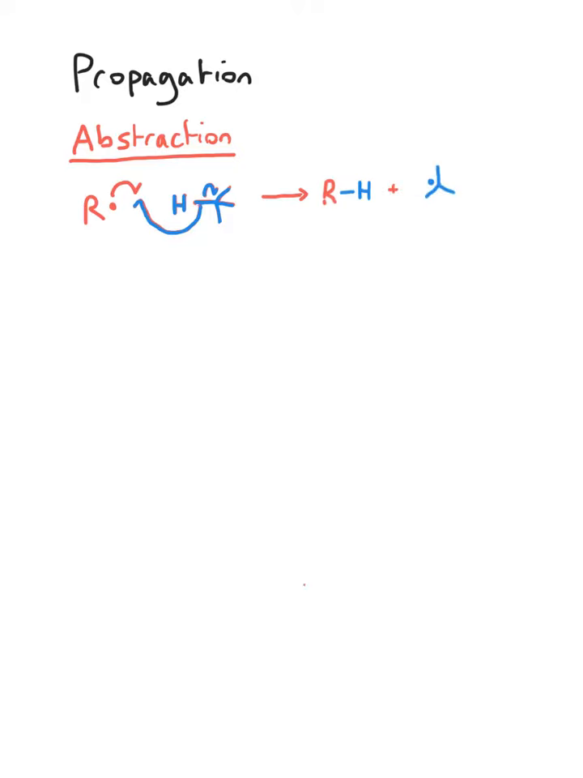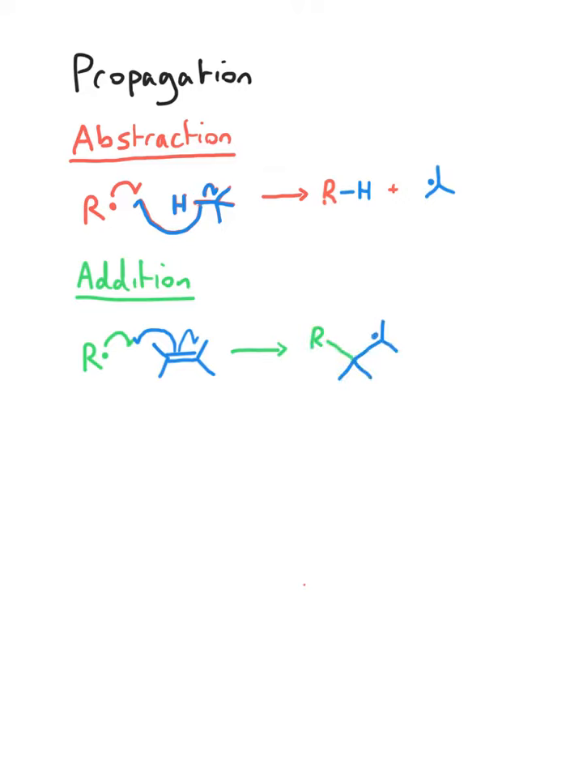This video is about the propagation step of a radical reaction. Radicals can do several different types of reaction. They can abstract an element from a compound to form a new radical. This is usually the abstraction of a hydrogen. The radical can undergo addition to a double bond to form a new radical.